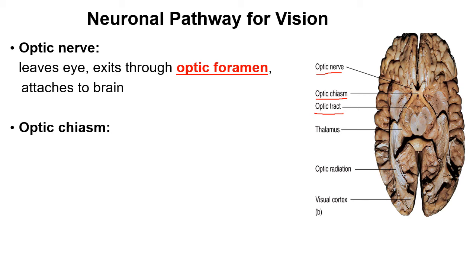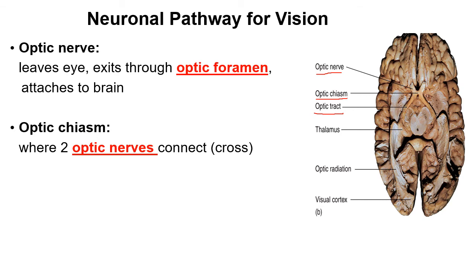The optic chiasm, also on your brain picture. So these structures that we're going through right now could be in chapter 9, the brain, and they could be in chapter 10, the senses. It's where the two optic nerves connect or cross. Again, that's in the center.